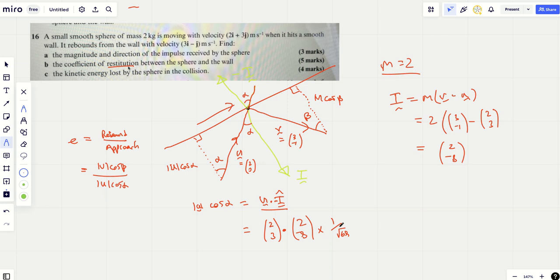Now you can actually end up ignoring 1 over root 68 because it also pops up on the other side. It's just a scaling thing. Both of them are going to have a 1 over root 68 on the end, so it'll cancel in the division over here. So let's have a look at this. V cos beta. Well, we're just going to take the final velocity (3, -1) and dot it with (2, -8). Put a little 1 over root 68 on the end, because that's definitely giving me this speed here.